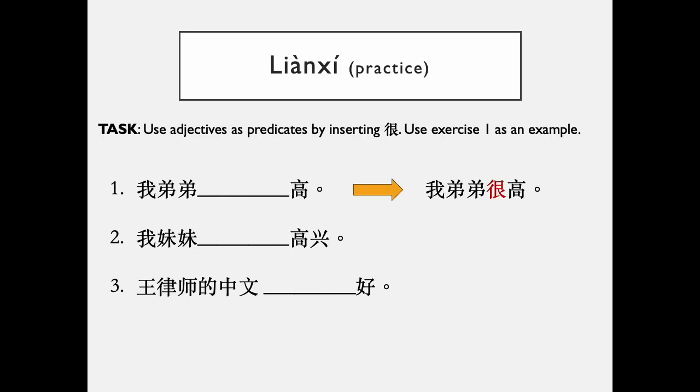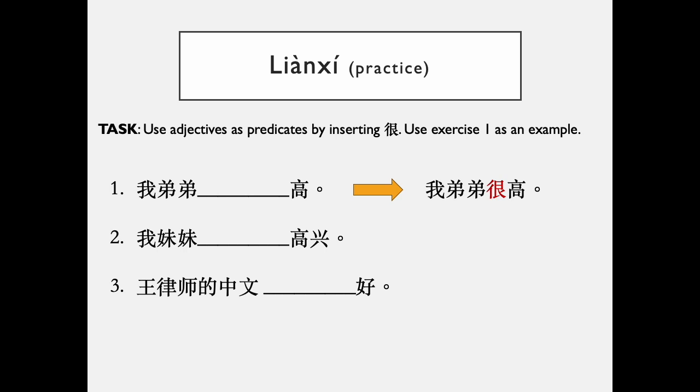好,我们来练习一下。Let's practice using adjectives as predicates by inserting 很 into the statements below. And let's look at number 1 together. 我弟弟 blank 高. So here to say my younger brother is tall, you could simply say 我弟弟很高. And notice how there is no verb in here, like 是 added to the sentence. Again, you don't need it. Adjectives are stative verbs in Chinese. They already contain the action of doing something or being.